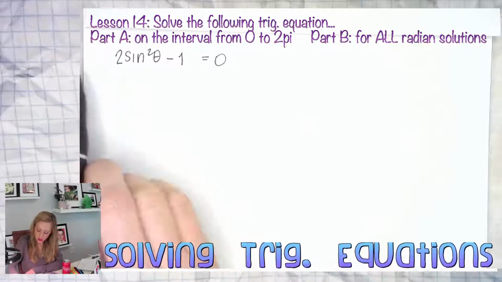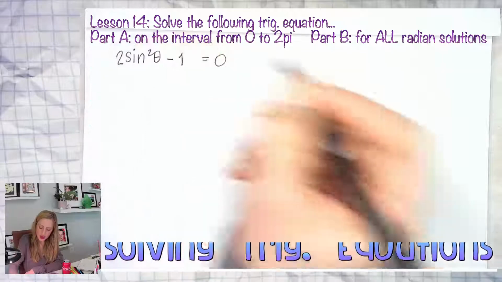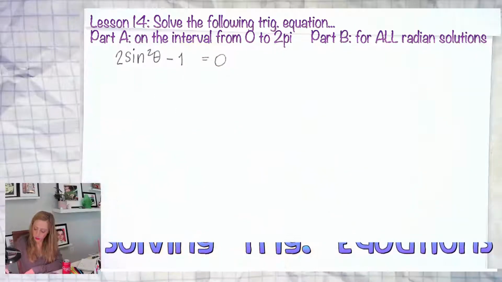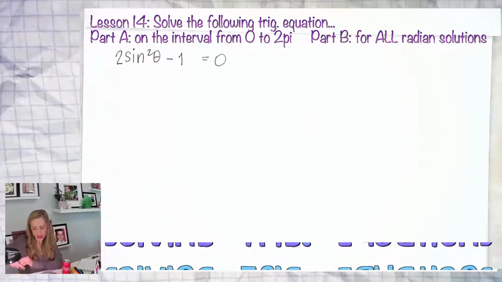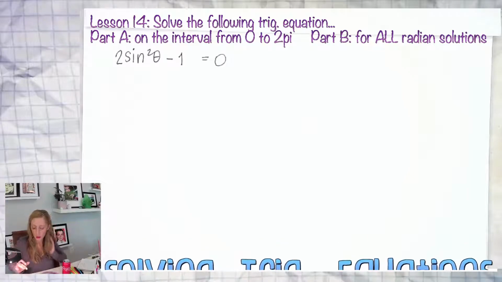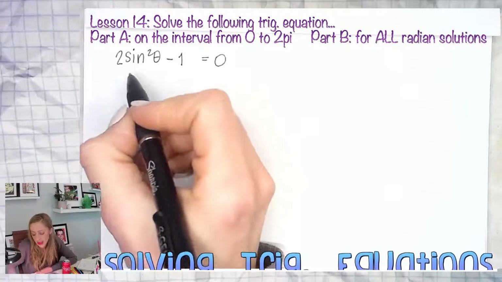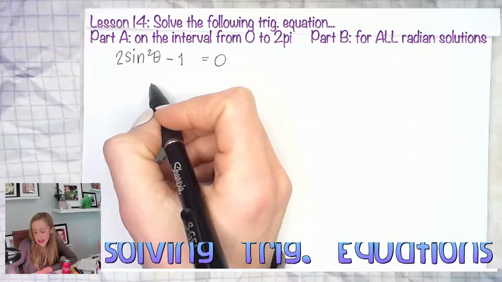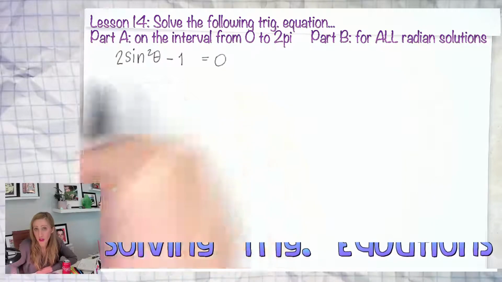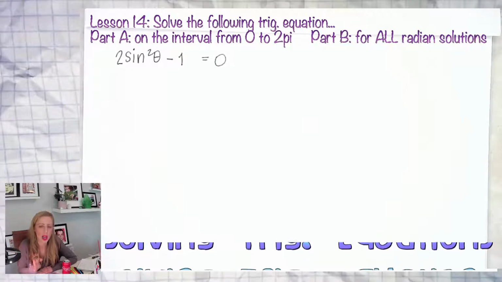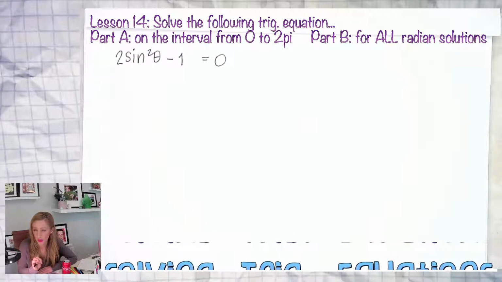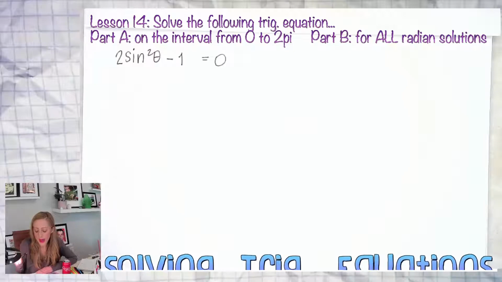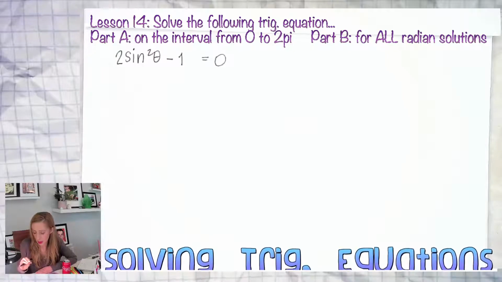Here we have another example, 2 sine squared theta minus 1 equals 0. Now, if you first look at it, I'm going to talk about it two ways. I'm going to go pretty quickly, but when you first look at it, it sort of looks like the difference of two squares. The only issue is, it's not the difference of two perfect squares. And that's why I always refrain from using that word perfect when doing a difference of two squares example.